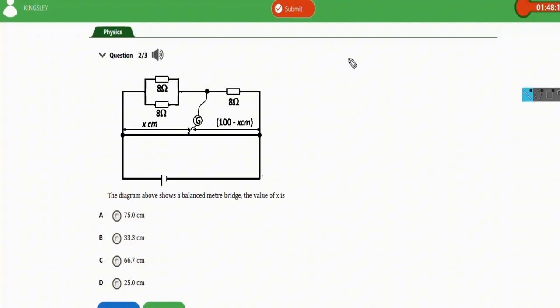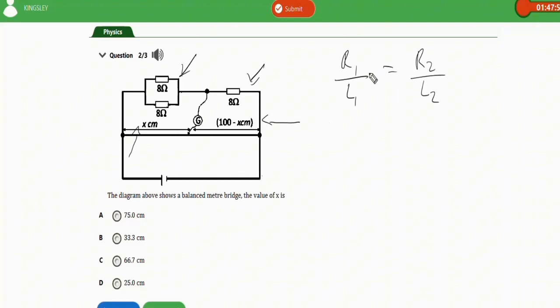Remember, from the formula I established, R1 over L1 equals R2 over L2. So in this question, our R1, that's the initial resistor, is everything here. These are the second resistor R2, these are the second length. So the initial length is unknown, so that's what we're looking for. The value of X is the L1.